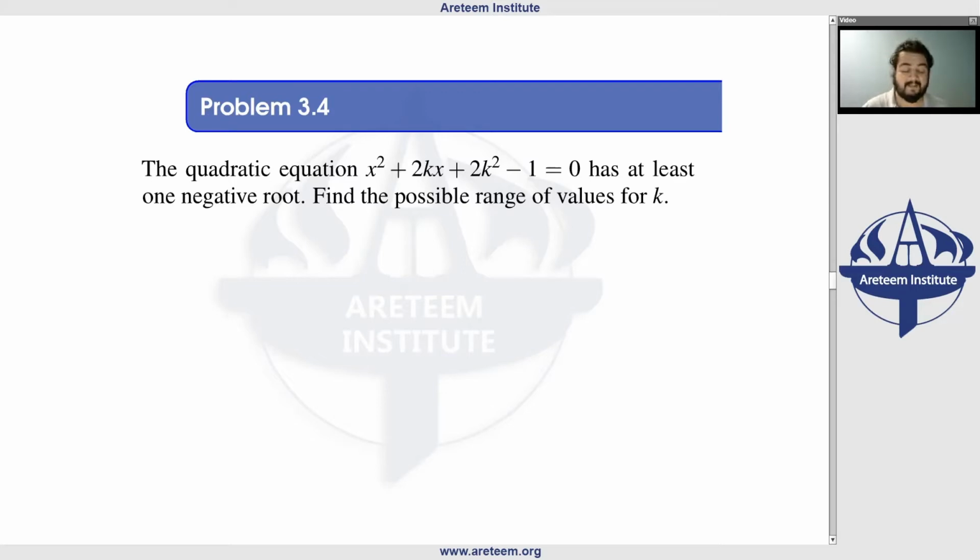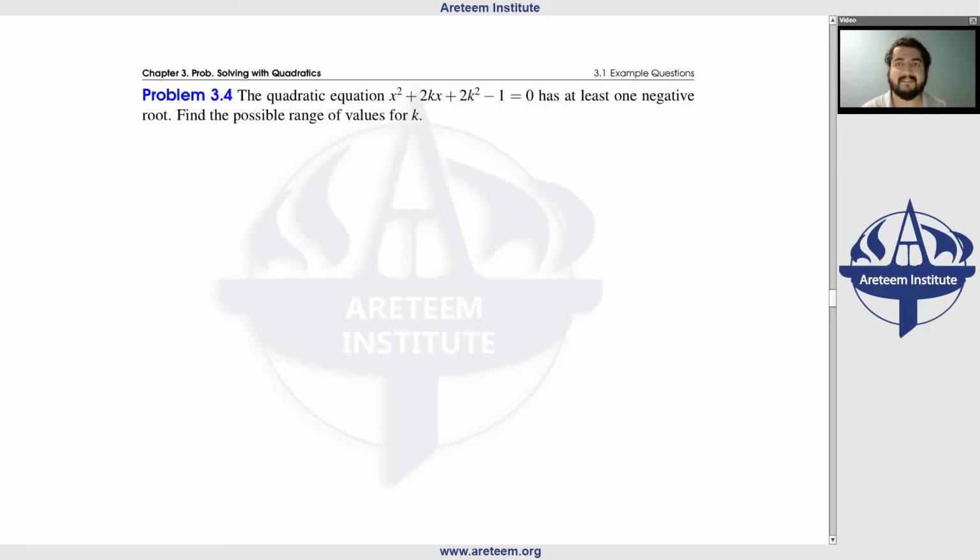That is, for some values of k, this equation might have no roots or only positive roots or something like that. So we want to play around with that to find what are the possible values of k that will give us exactly one negative root. Sorry, at least one negative root.